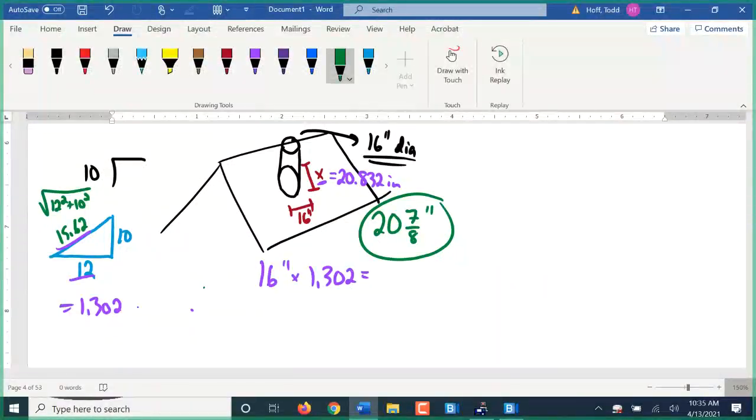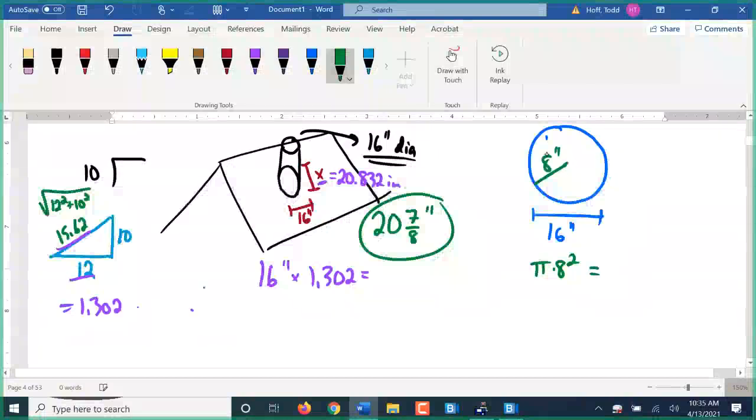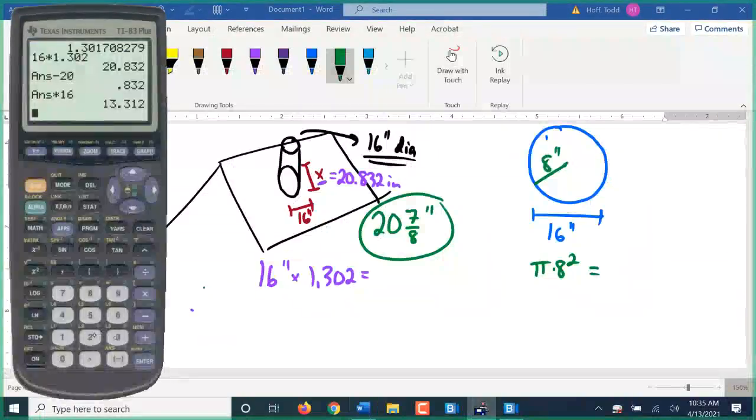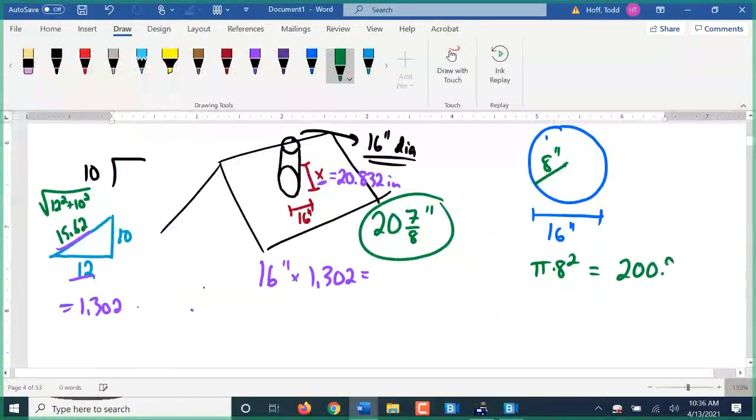We're looking at calculating roof area, and we want to subtract out the size of that chimney. Well, the area of a circle with a 16-inch diameter is pi times 8 squared. Remember, 8 is just our radius. If it's a diameter of 16, it's a radius of 8. 3.14 times 8 squared gives us 200.96. That's square inches.